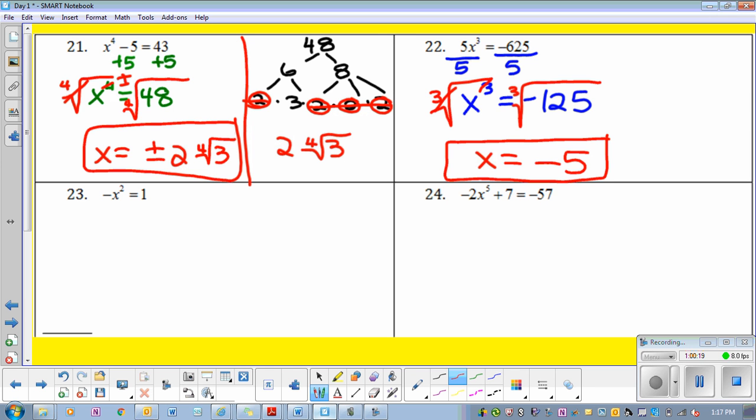Number 23. What do I need to do first? Divide by negative 1. Then you have x squared equals negative 1. Then what? How do you get rid of the square? Square root. Plus or minus? Yes. So x equals plus or minus the square root of negative 1.